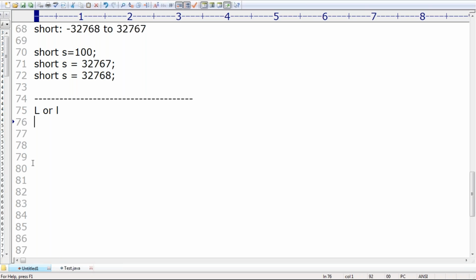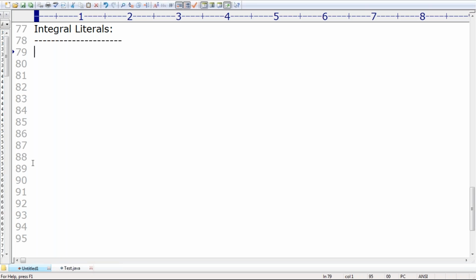Sir, any doubt? Respond, man. Any doubt? That's all. This is about the first category, integral literals. These things are very important for the exam, right? That's why you people should be aware. Next, the second ones are very dangerous. Take a bit of special care.